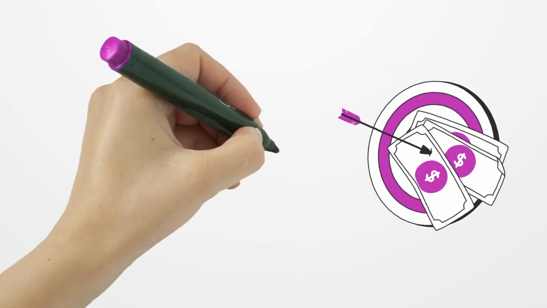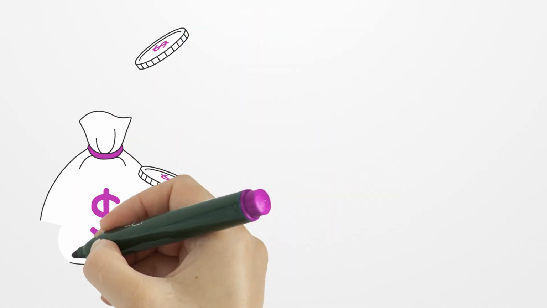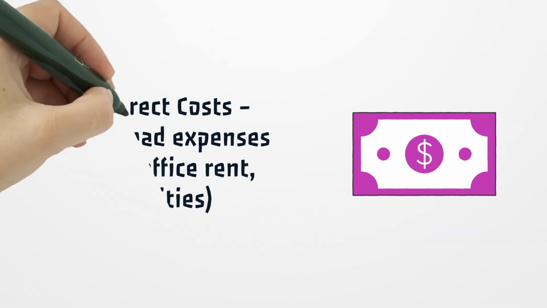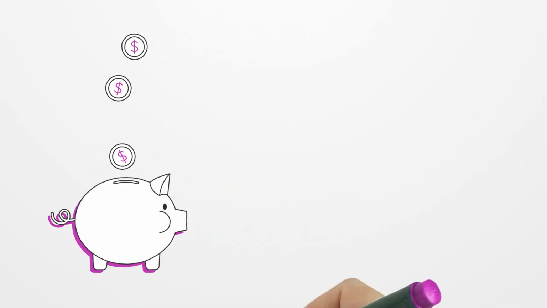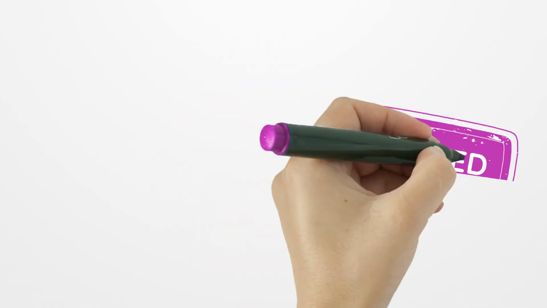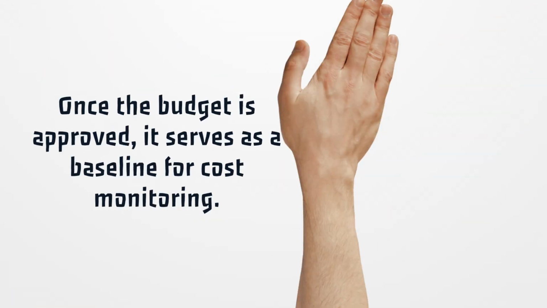Budgeting in project management. A project budget is the financial plan that estimates total costs, including direct costs, expenses directly linked to the project, e.g., labor, raw materials. Indirect costs, overhead expenses, e.g., office rent, utilities. Contingency reserves, funds set aside for unforeseen risks. Once the budget is approved, it serves as a baseline for cost monitoring.